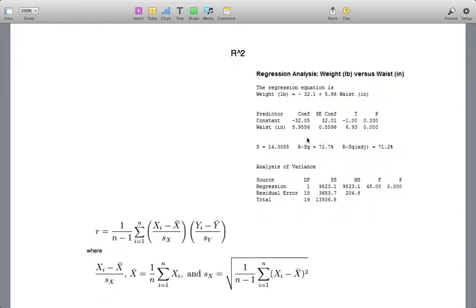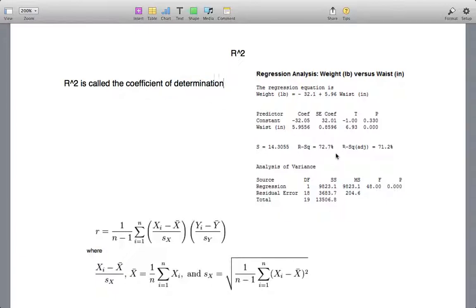Session window here. So here's my r-squared value. And what I'm going to do is briefly discuss what r-squared represents. So r-squared is called the coefficient of determination.